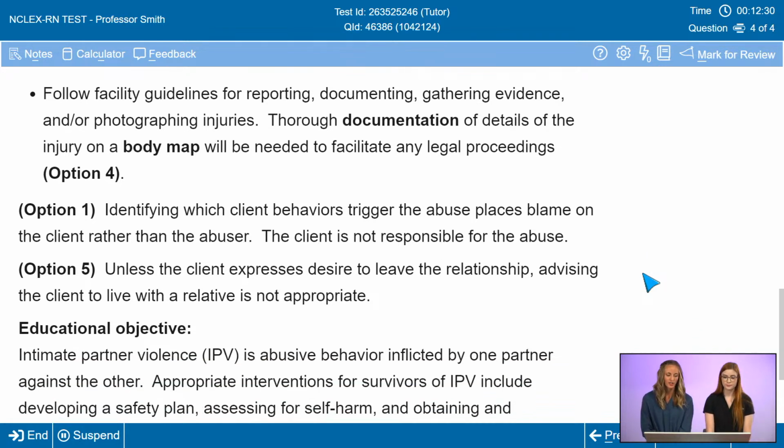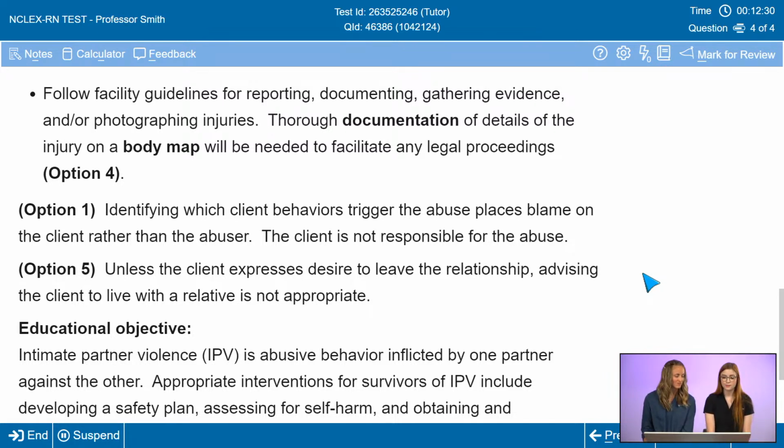Next, unless the client has expressed a desire to leave the relationship that they're currently in, you would not advise them to live with the relative, as this is an inappropriate intervention and they need to come to the point of making this choice for themselves. And it is important, however, to have that safety plan in place, making sure that they have a safe location that they could go to if things do escalate.